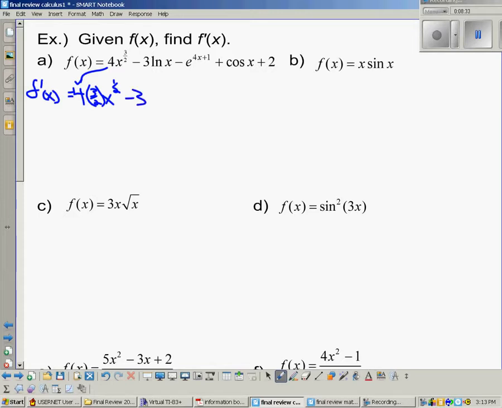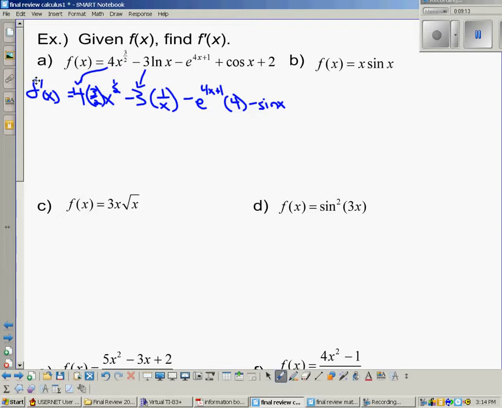Minus 3 times, because there was a coefficient of 3 here, the derivative of ln x. Okay, derivative of ln x is 1 over x. And this is one of the ones you can check with your formula booklet. Minus e to the 4x plus 1. Well, I'm still going to have e to the 4x plus 1, and I'm also going to have to multiply it, because of the chain rule, by the derivative of 4x plus 1, which we know is just 4. Plus cos of x, okay, derivative of cos x is negative sine x, plus 2, derivative of 2, or of a constant, is just 0.